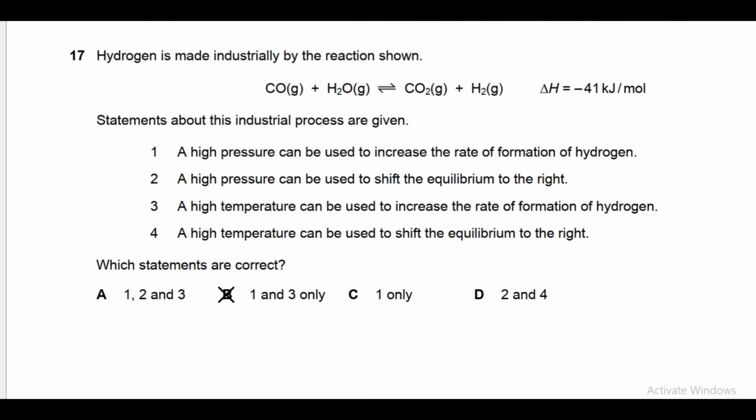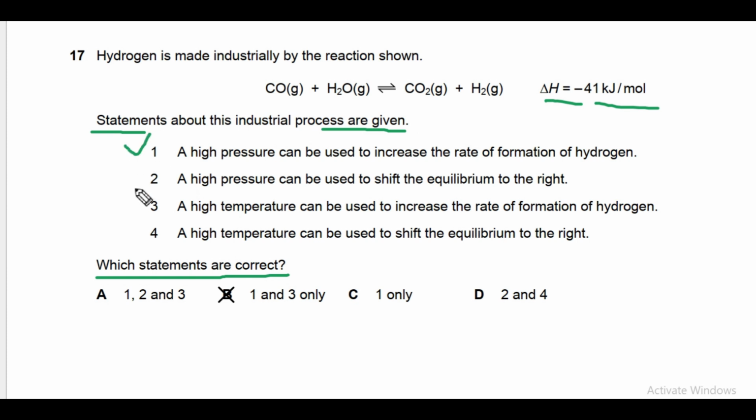Now 17. Hydrogen is made industrially by the reaction: carbon monoxide reacts with steam to produce carbon dioxide and hydrogen. Delta H is negative, so this reaction is an exothermic reaction. Some statements about this industrial process are given. Which statements are correct?